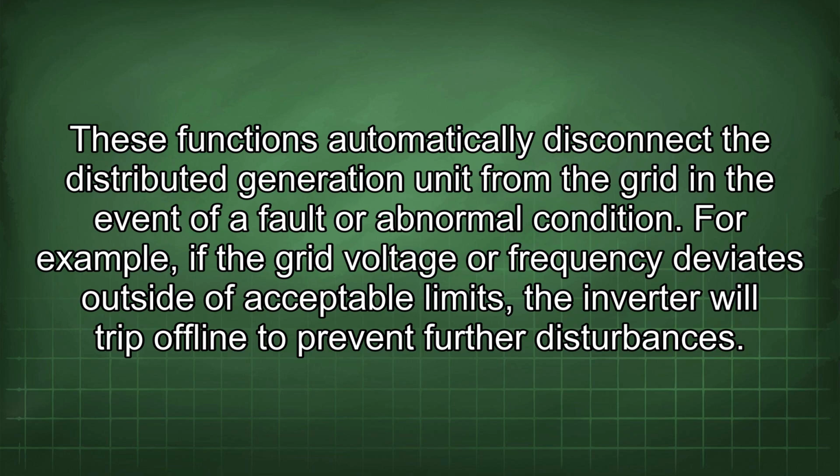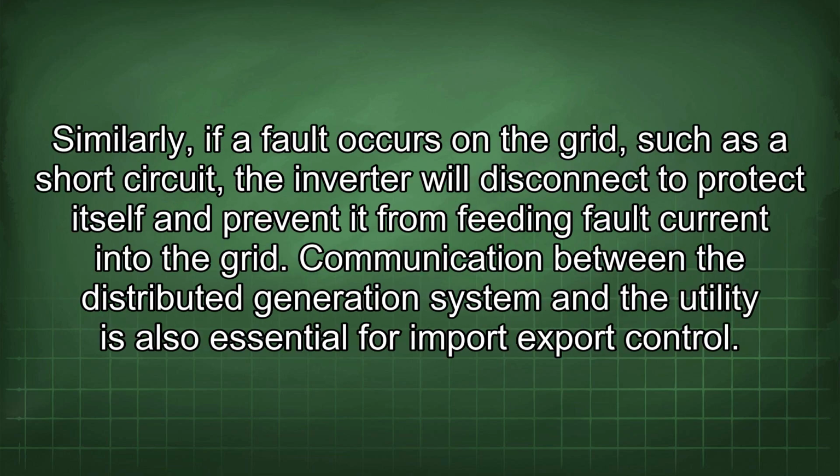For example, if the grid voltage or frequency deviates outside of acceptable limits, the inverter will trip offline to prevent further disturbances. Similarly, if a fault occurs on the grid, such as a short circuit, the inverter will disconnect to protect itself and prevent it from feeding fault current into the grid.